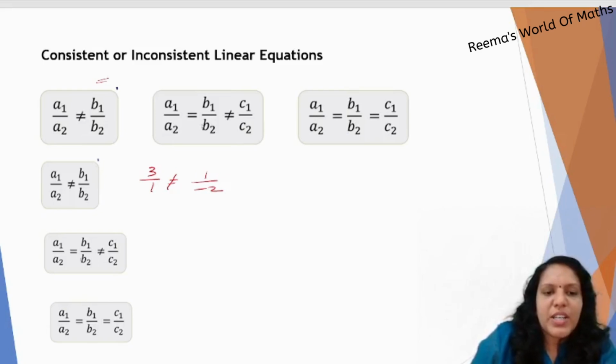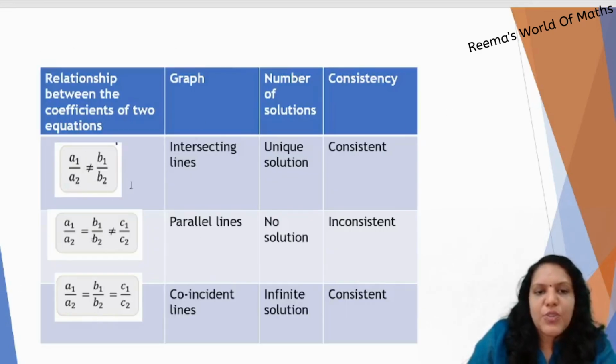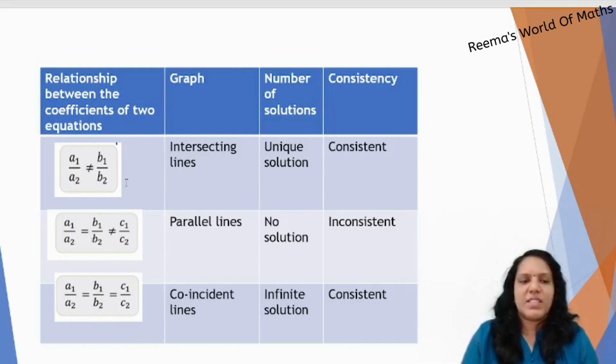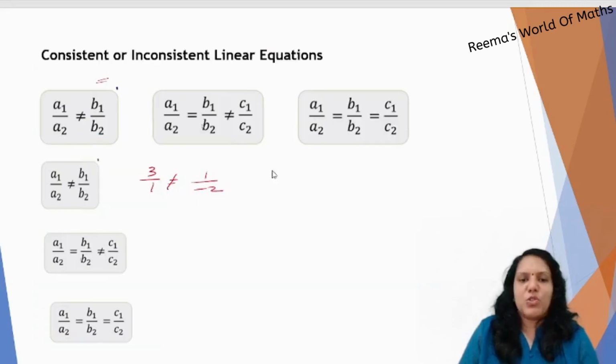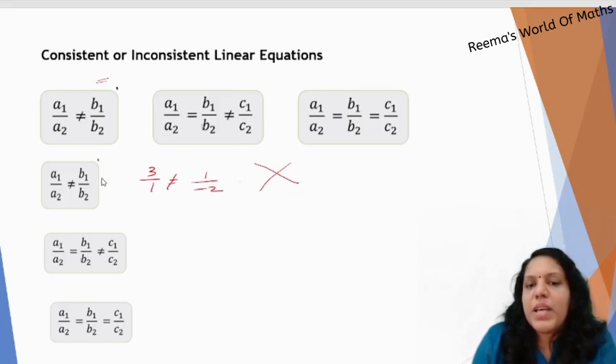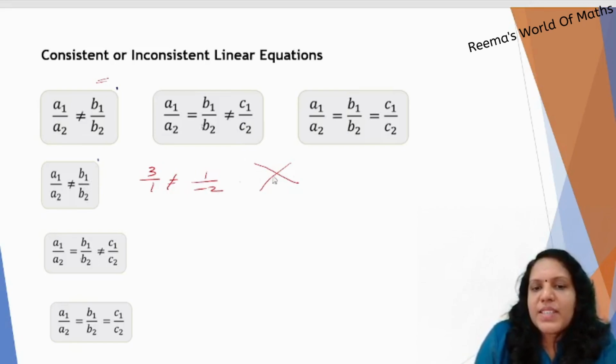In this case, the equations are consistent. If a1 by a2 is not equal to b1 by b2, then we can say it is consistent and hence it has a unique solution. The graphical representation of these linear equations will be that the lines intersect at one point, and it will have only one solution.